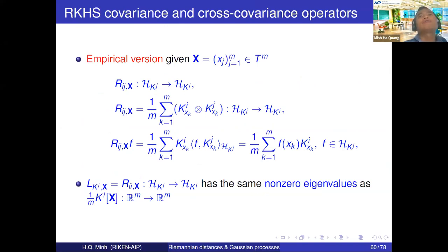Then you can also define the empirical version, based on the data set X. In particular, the empirical operator on the set X has the same non-zero eigenvalues as the matrix one over m K_X. So we can represent the quantities using the operator in terms of the matrix K_X.